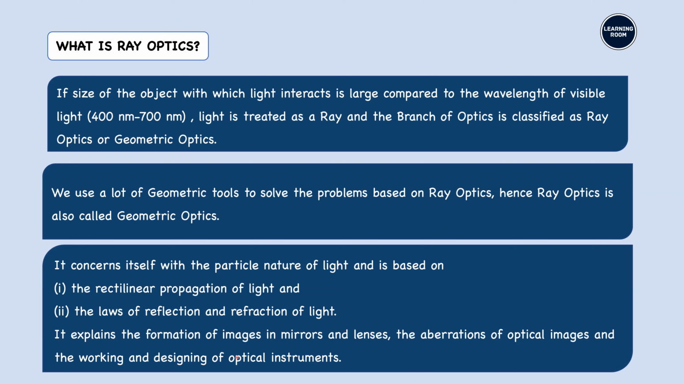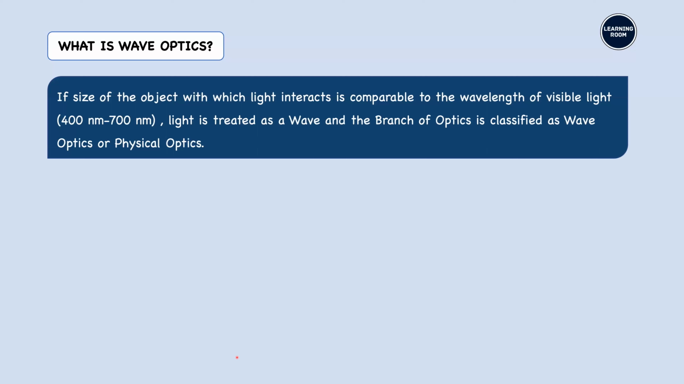Right. So next we need to answer the other branch of optics, which is called wave optics. So what is wave optics? It is just the counterpart of what we saw in the case of ray optics. In the case of ray optics, the size of the object with which light is interacting is very large, whereas in the case of wave optics, it will be comparable.